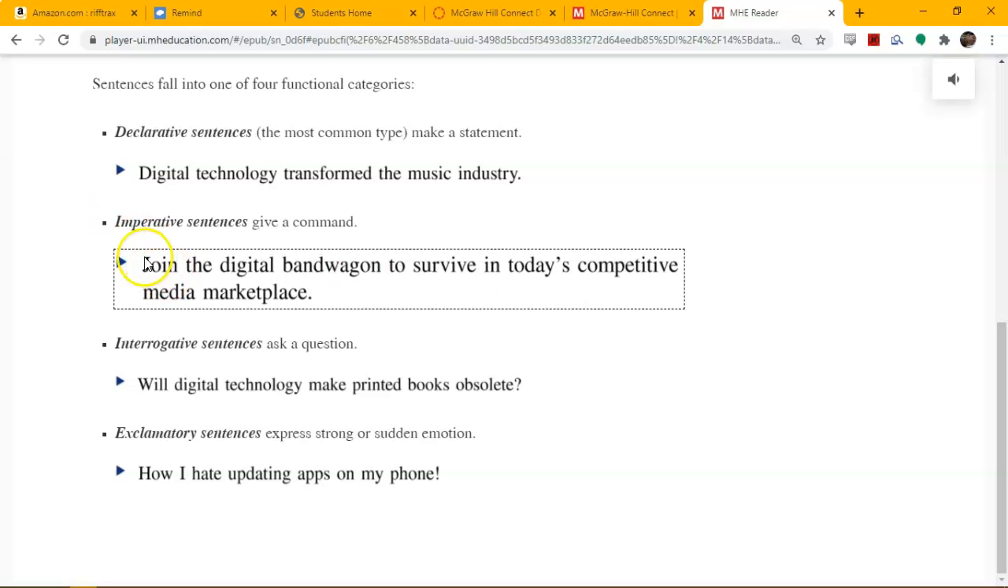If you start a sentence with a verb, and that verb is telling somebody what to do, or you can add the word you in front of it, "you join the digital bandwagon," then it is an imperative sentence, and imperative sentences are not allowed.